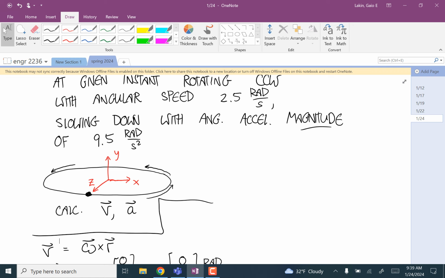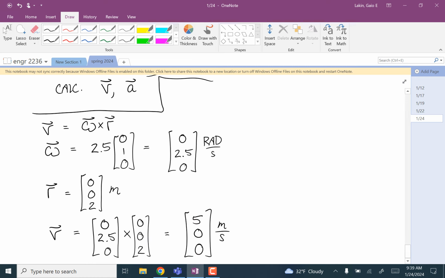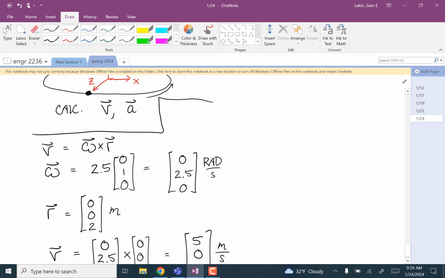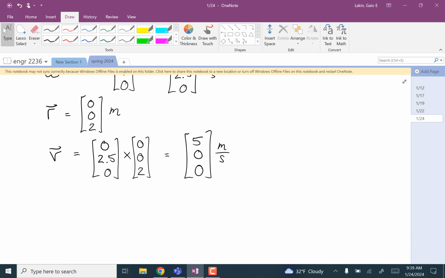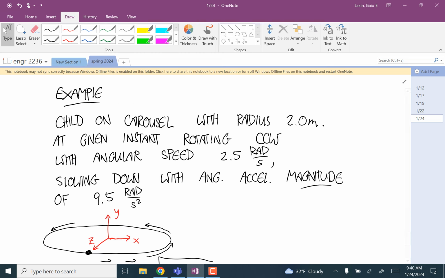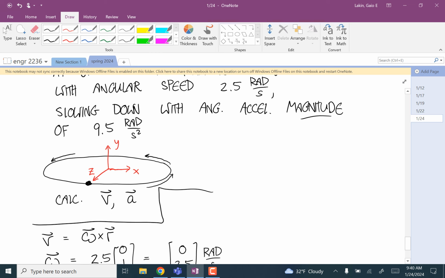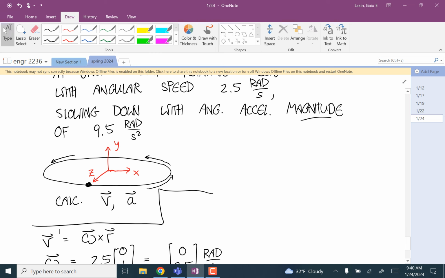Any other questions? Okay, so now the acceleration. So we also need now the angular acceleration. So what do we know about that? It says that it's slowing down with an angular acceleration magnitude of 9.5. So what does it mean that it's slowing down? What does that tell us about the direction of the angular acceleration?